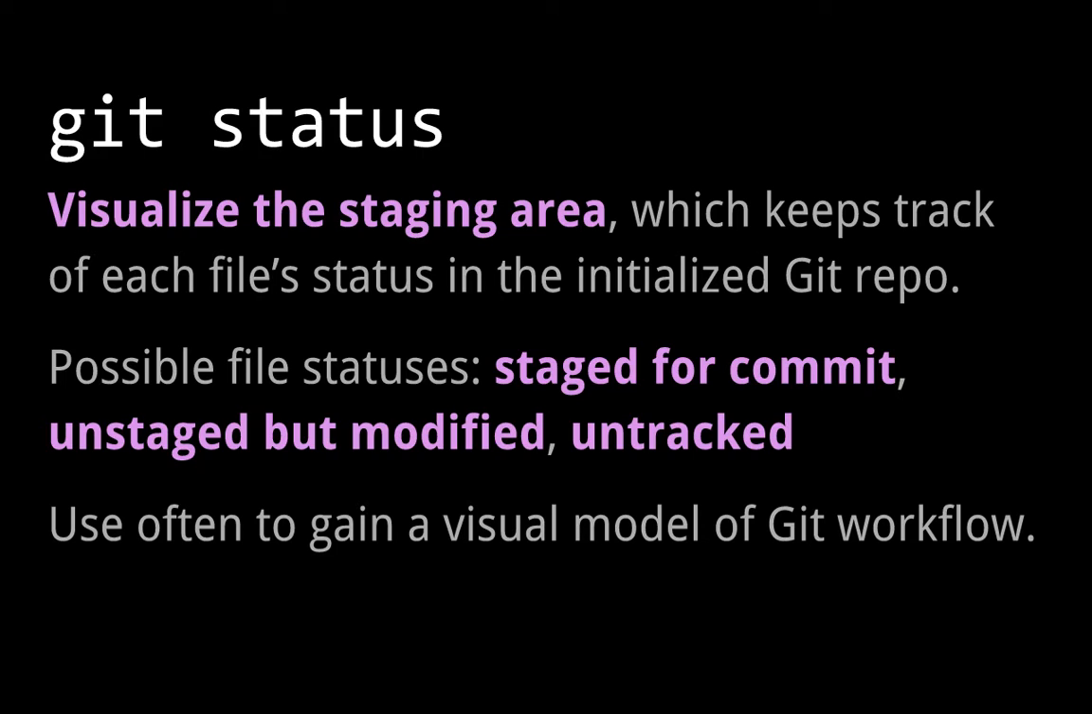Untracked, which means that this file was not seen in previous versions of the code, which probably means that it was either a file that was recently created or maybe recently deleted. Git status should be used often by beginning coders in order to gain a visual for what's really going on in their Git repo.